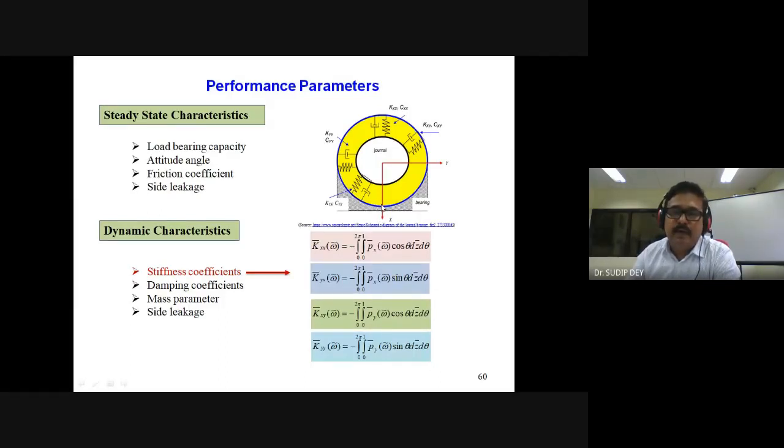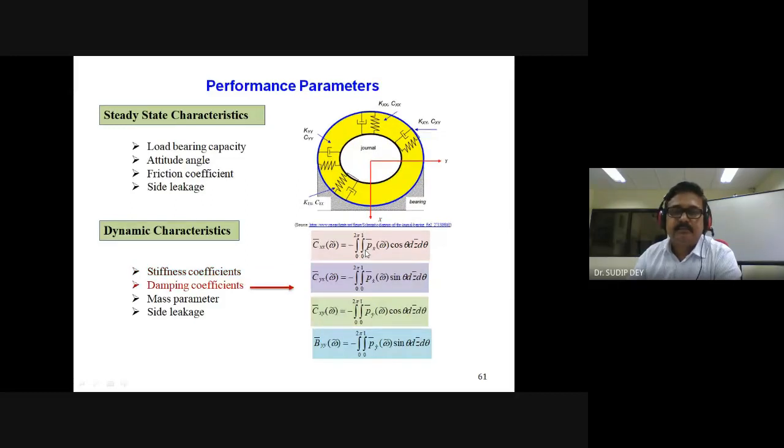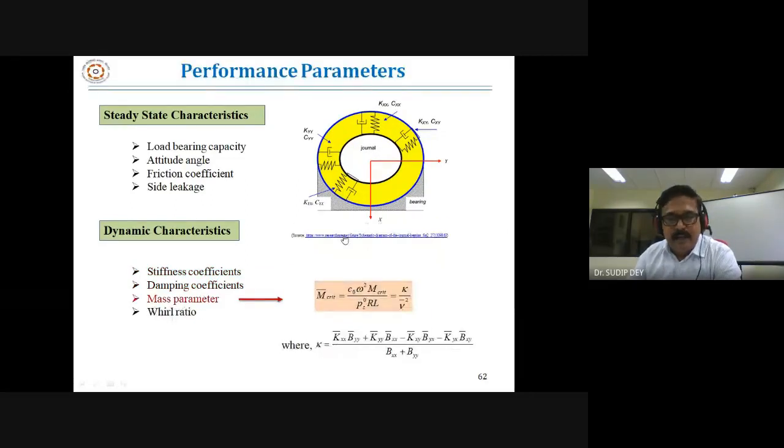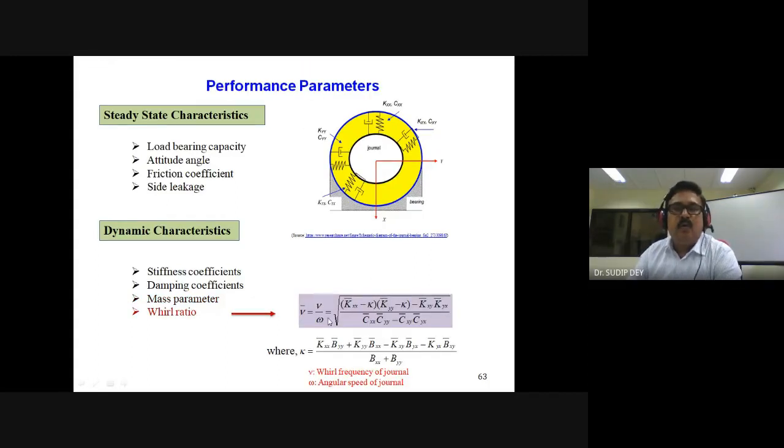At this point it will be varying, at the next point it will be different, and all around this entire circular envelope it will be different. So these are varying. Then similarly we get the mass parameter, then we get the whirl ratio, considering the whirl frequency of the journal, and omega is the angular velocity of the journal.